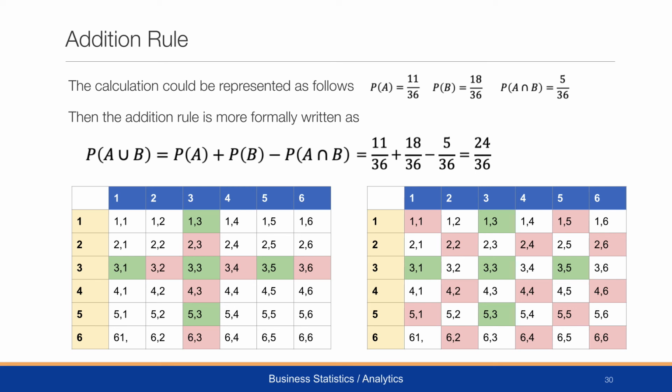The addition rule is more formally written as this. The probability of A union B is the probability of A plus the probability of B minus the probability of A intersect B. So if there is any overlap, I don't want to count them twice. And that's what we're doing here with the addition rule. We're subtracting that set that causes this intersection. So we have 11 out of 36 plus 18 out of 36, and we're subtracting 5 out of 36, which gives us 24 out of 36.